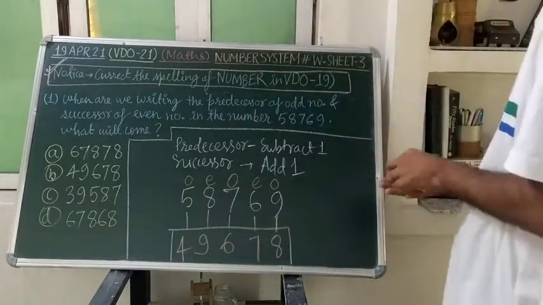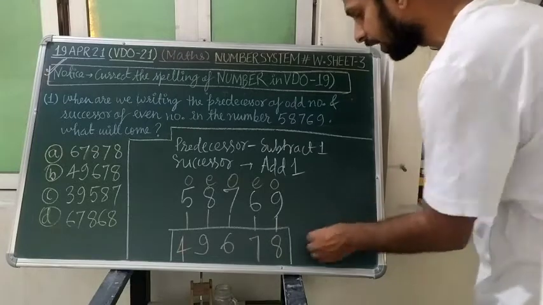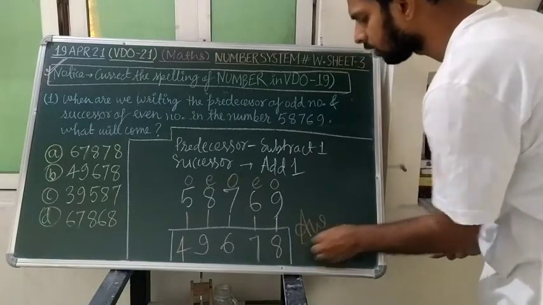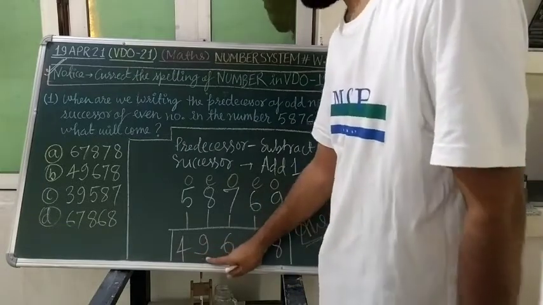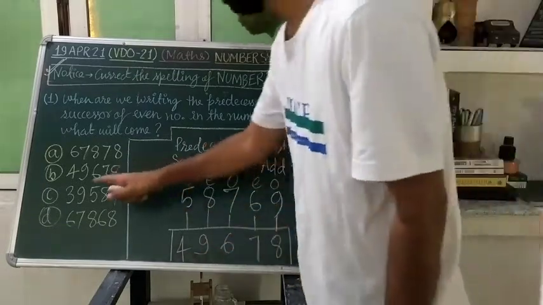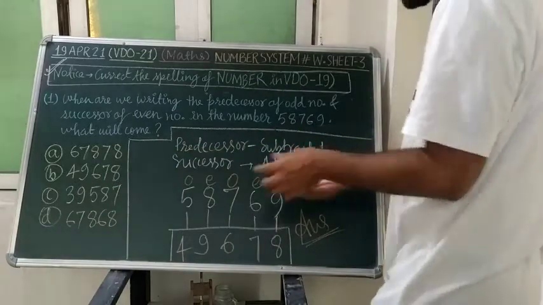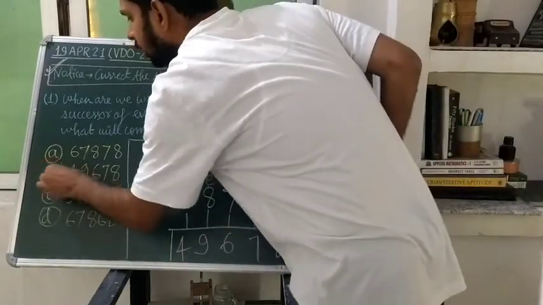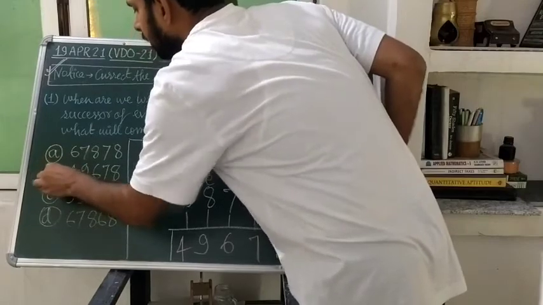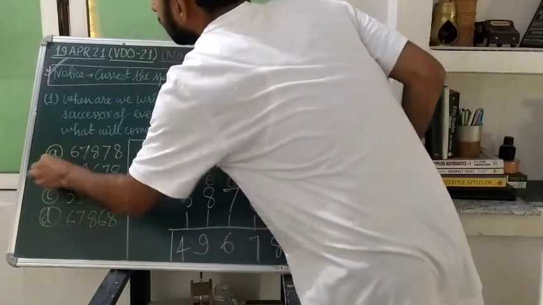And it should be our answer, isn't it? Which one is matching with it? It is 4, 9, 6, 7, 8. Only 4 is present here. You can mark the answer as B. So B will be your answer.